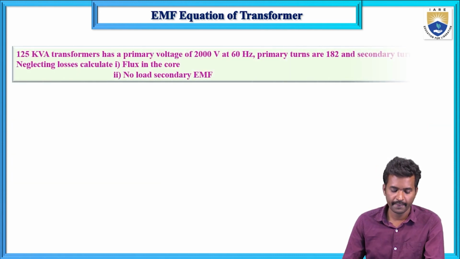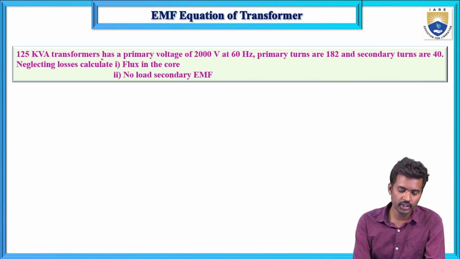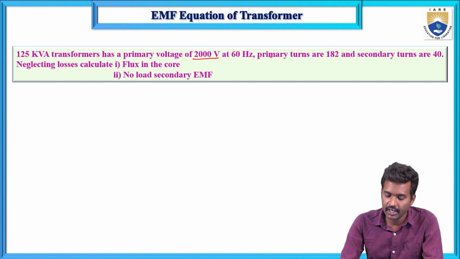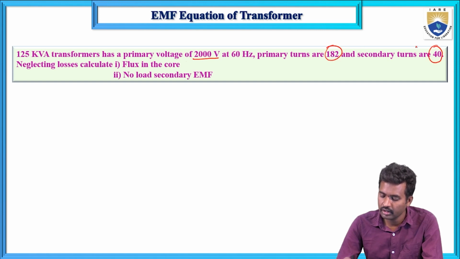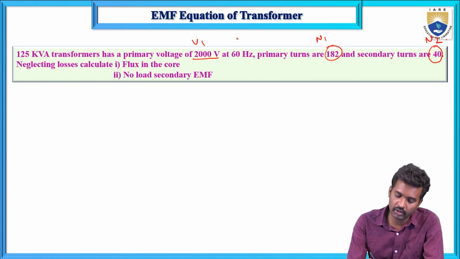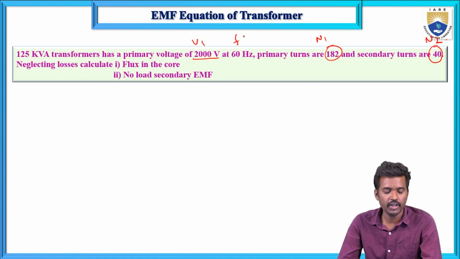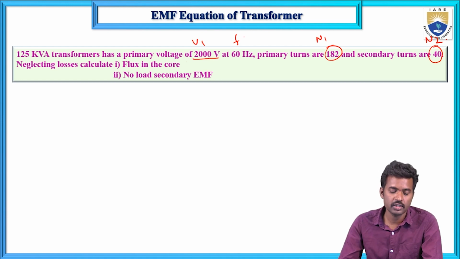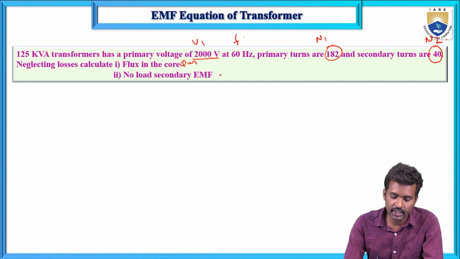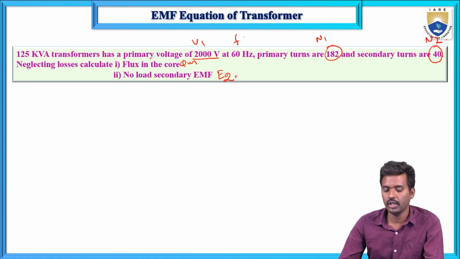Now, a 125 kVA transformer has primary voltage of 2000 volts at 60 Hz. Primary turns are 182 and secondary turns are 40. So this is N1 and this is N2, this is V1 and F equals 50 Hz. Neglecting the losses, first determine the flux in the core phi m, and the no load secondary EMF, that is E2.